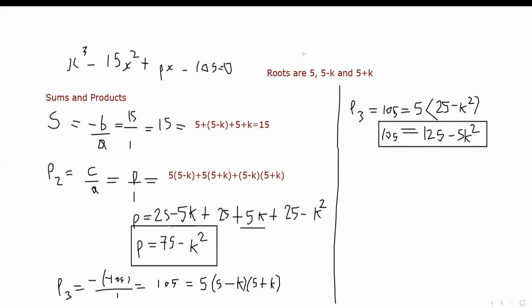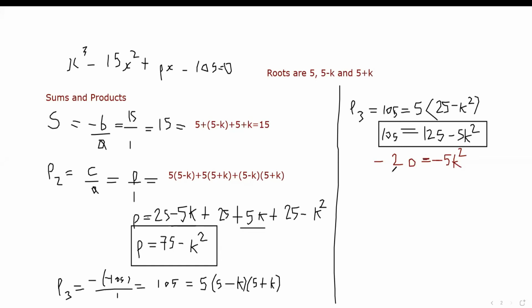So look at this now. From this equation, we can find k. Let's find the k first. We're going to bring over the 125 to get 105 minus 125. 105 minus 125 is negative 20. So negative 20 equals minus 5k squared. Do you follow how I get the negative 20? Do you follow, Marika?